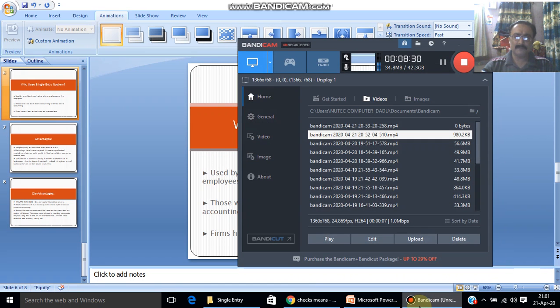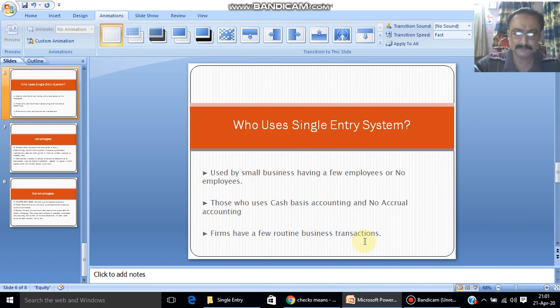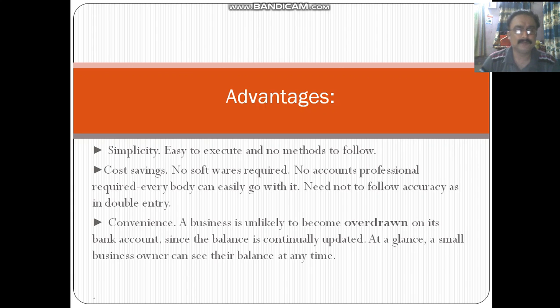After this, I will show you another slide regarding advantages and disadvantages. I was explaining the advantages of the single entry accounting system. The first factor is simplicity. It is easy to execute and there are no methods to follow. That means we don't have such formulas as in the double entry accounting system, just as a normal shopkeeper does when calculating the statistics or computations. So this is the simplicity of the single entry accounting system. It is easy, that's why it is counted as the first advantage.